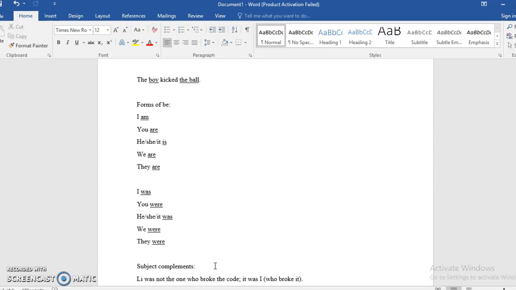So again, a subject complement is going to be one of these verbs that doesn't necessarily look like some sort of action, right? If I say kick, we can imagine what that looks like, right? But subject complements are words like be or seem, become, appear, all that stuff, right?